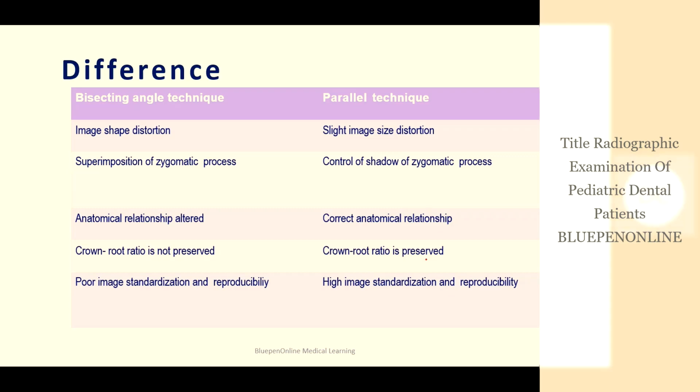So let's see what the differences are between the bisecting angle technique and the parallel technique. This is also important. In the bisecting angle technique, there is image shape distortion. There can be superimposition of the zygomatic process. Anatomical relationship is altered. Crown root ratio is not preserved. Poor image standardization and reproducibility. Whereas in the parallel technique, there is only slight image size distortion, and there is control of the shadow of the zygomatic process, correct anatomical relationship, crown root ratio is preserved, and high image standardization and reproducibility.